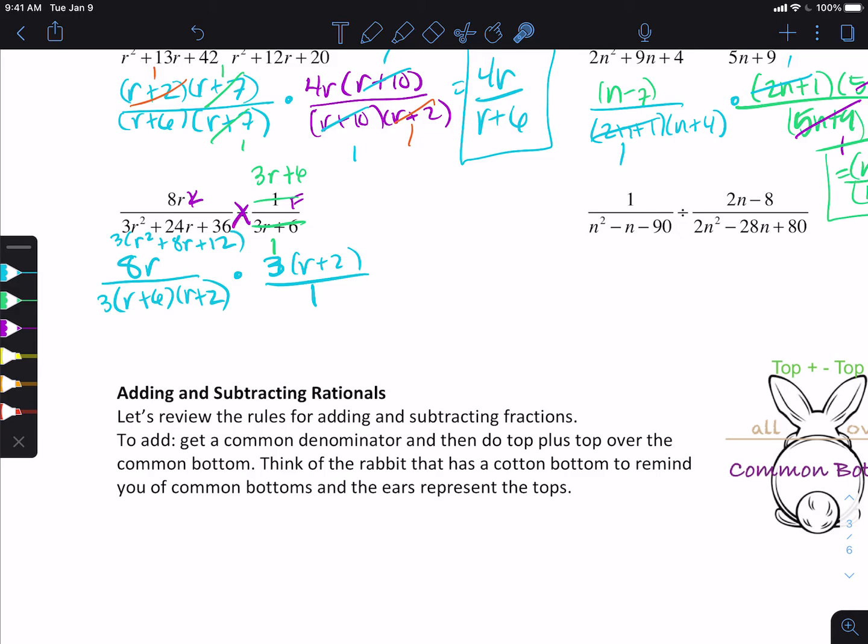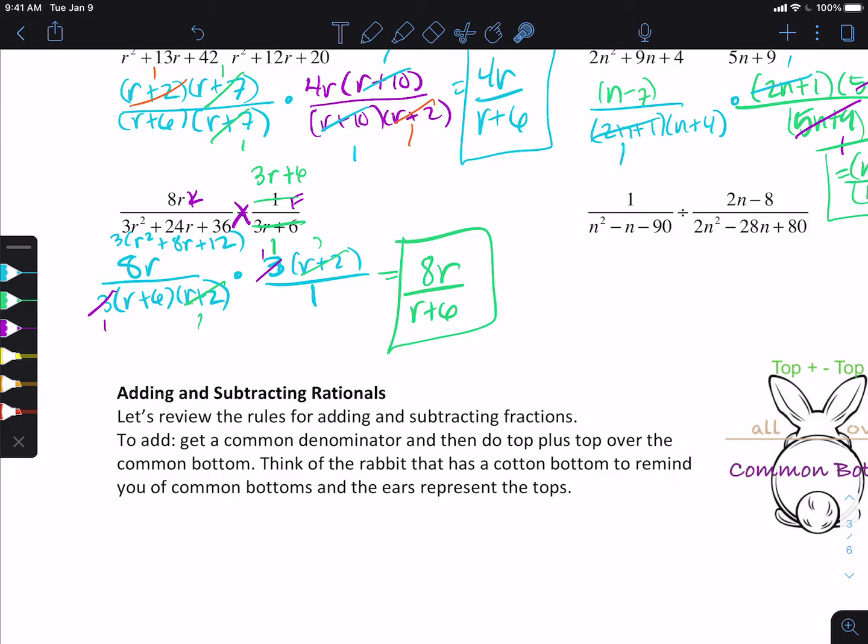Now we do multiply. Multiply by factoring, top and bottom, cancel things that look alike. So we're going to cancel anything that looks alike. So the 3's can be canceled. The r plus 2's can be canceled. And then that's it. Multiply by factoring, top and bottom, cancel things that look alike, multiply straight across. So we're going to do 8r times 1 is 8r. 1 times r plus 6 times 1 is r plus 6.